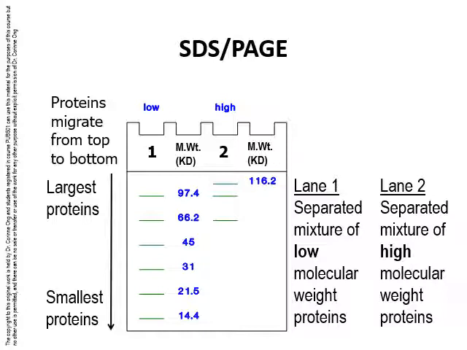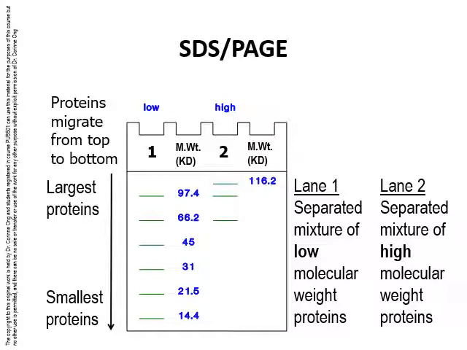In lane number 1, a mixture of 6 proteins was separated. The smallest protein was 14.4 kilodaltons, and this is seen as the first band from the bottom of the gel. The other 5 bands are stacked on top of this smallest band, and you can see that the distance they traveled is dependent on their size.